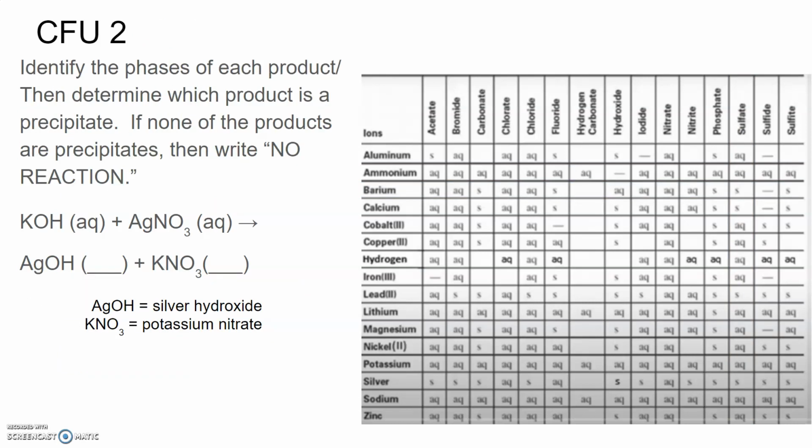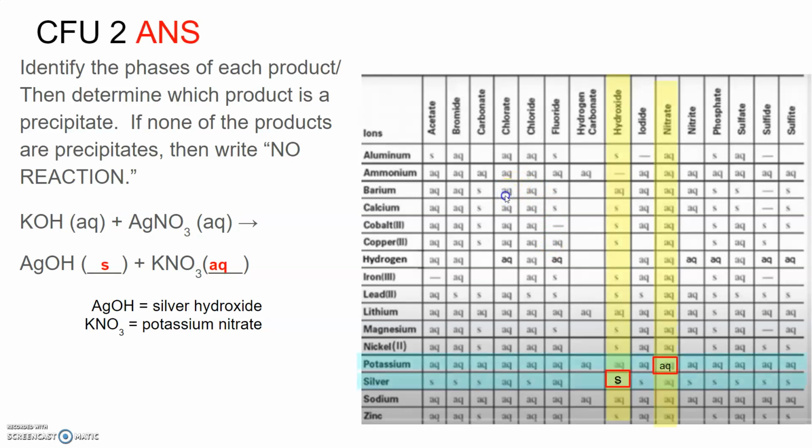All right, now what I want you to do is identify the phases of each product and then determine which product is a precipitate. So if none of the products are precipitate, you'll write no reaction. So basically for silver hydroxide and potassium nitrate, you're going to find that in the chart and see if it's aqueous or solid. And then based on that, identify which one's your precipitate. Remember, precipitate will be the solid. Pause the video now. When you press play again, the answer will be revealed.